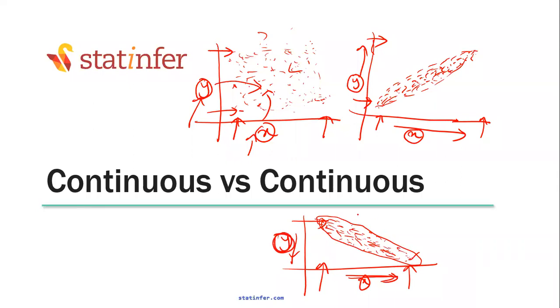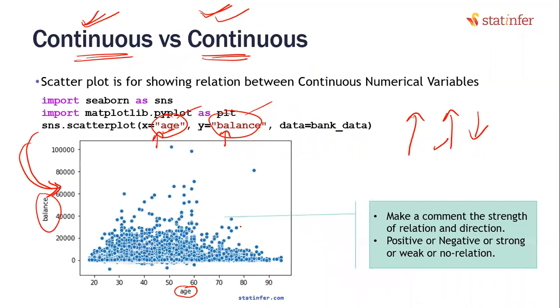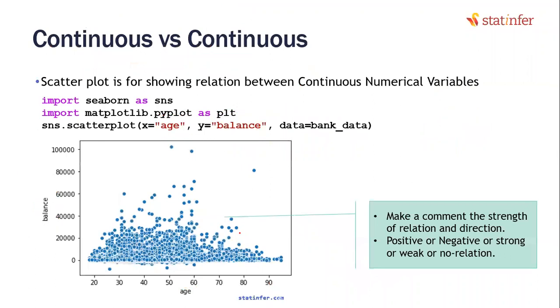So one out of these three comments you have to make when you have a scatter plot. If you cannot see something like this or this, then you can say there is no relation. Now look at this age versus balance variable. Tell me whether you see any relation or not.